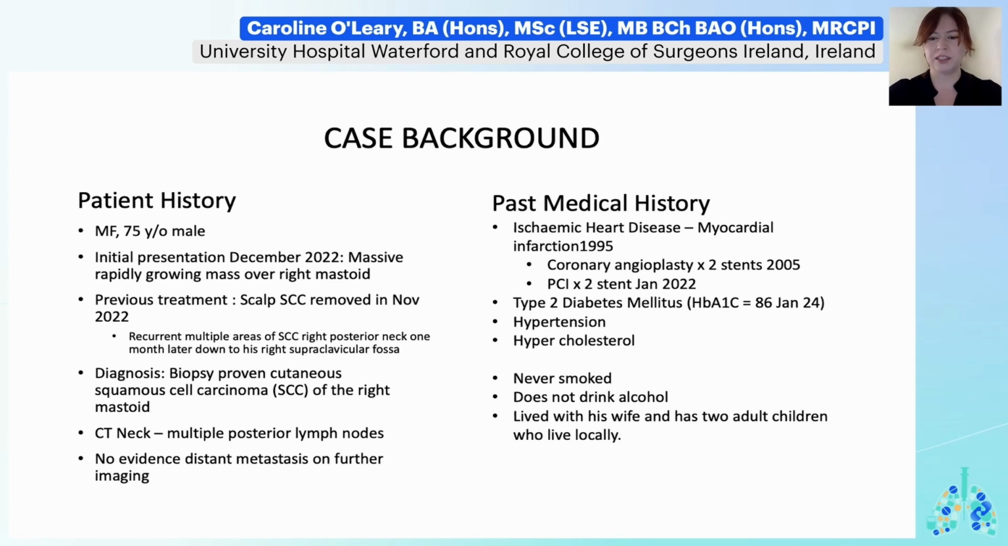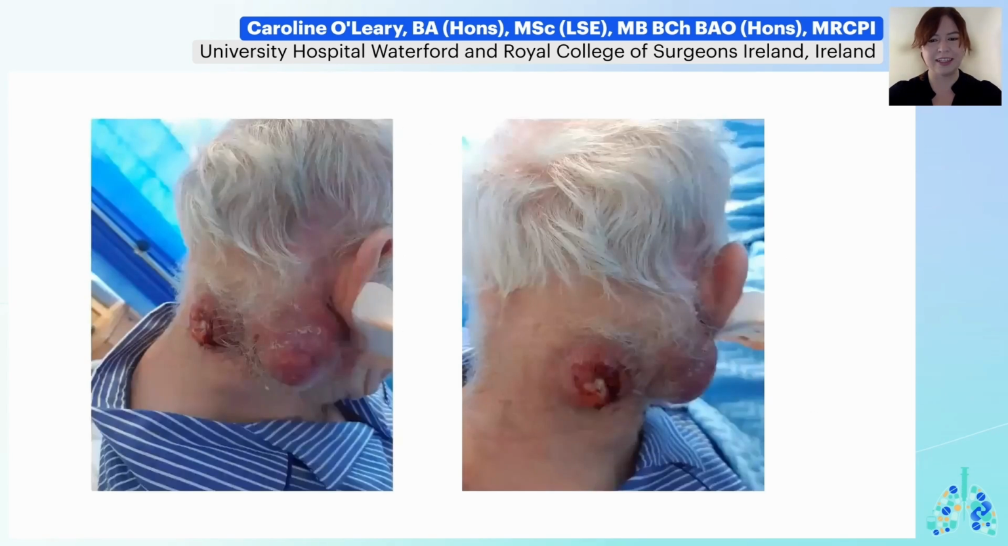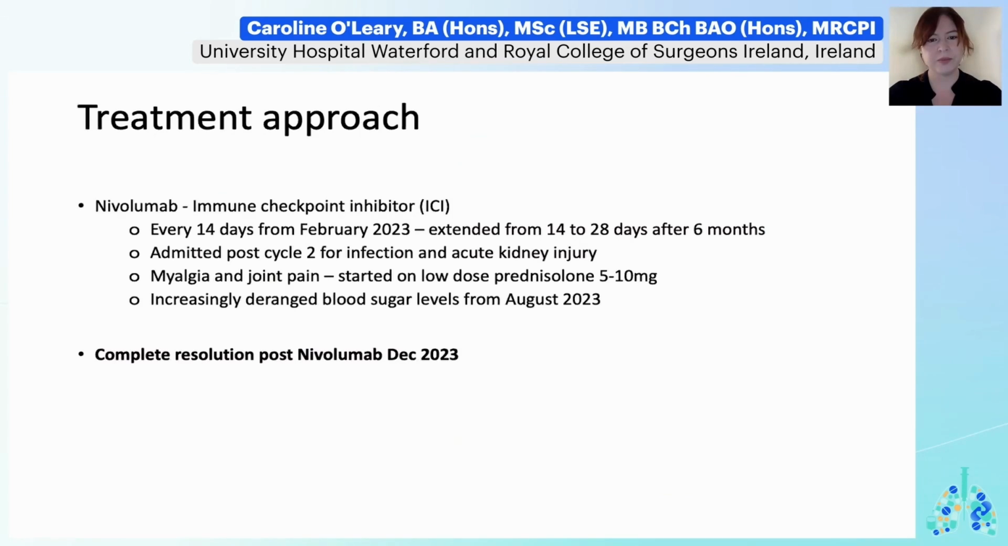He was otherwise a healthy man, never smoked, never drank, did have slightly poor glycemic control, which unfortunately was made worse, but I'll go into that later. This is an illustration of the patient's neck on first presentation, and this was a very rapidly growing mass, which was obviously starting to ulcerate around the back, so very, very difficult for the patient and his family.